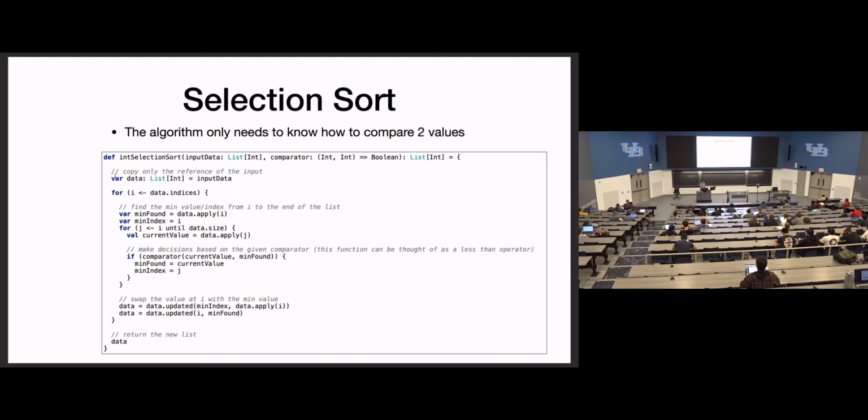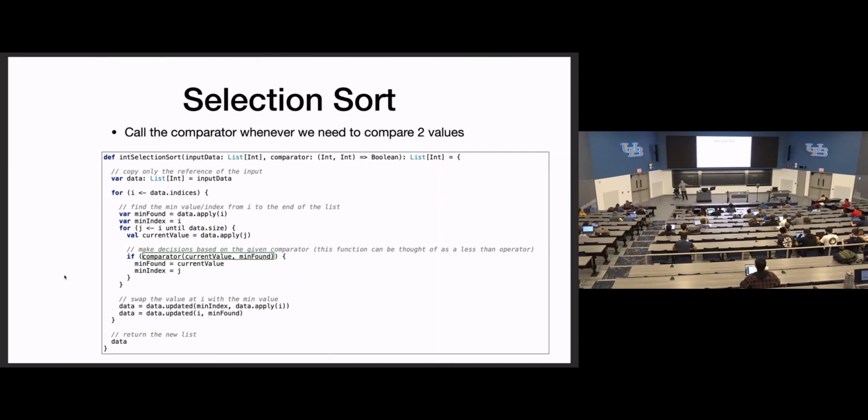That's all I know about this comparator. I'm going to go through the algorithm. I'm going to iterate through all the indices in the list. And for each one, I'm going to track the min value that I found and then swap the values based on the min that I found. And the big piece of code is right here, taking this comparator, which is a function that takes two ints and returns a Boolean, and use it right here.